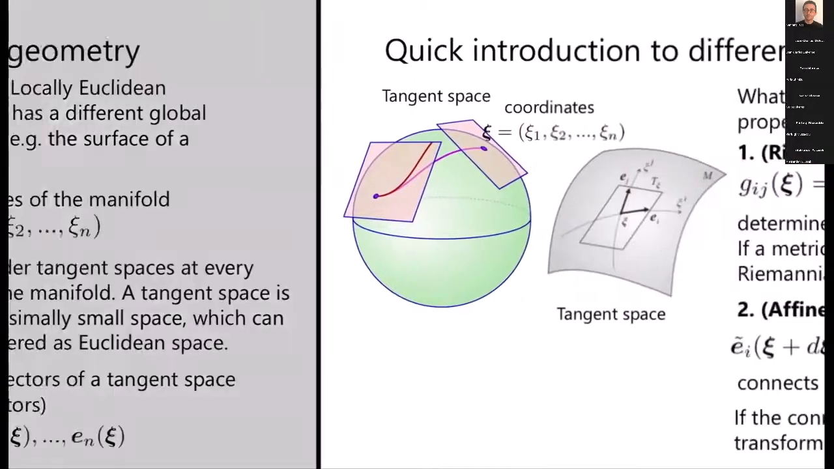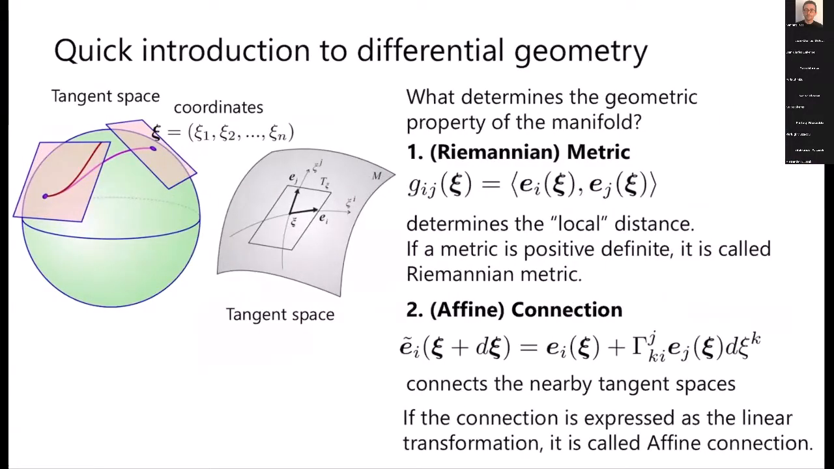And with this, what determines the geometric property of the manifold? There are two things. One is the metric, which is sort of inner products, which can be computed by an inner product of the basis vectors of each tangent space. So this metric determines the local distance, meaning this local distance can be different at each point of the manifold.